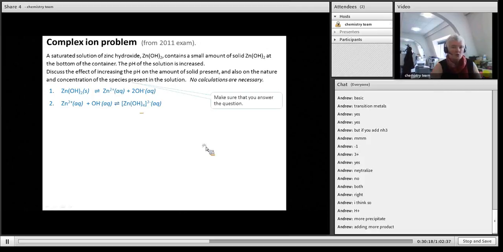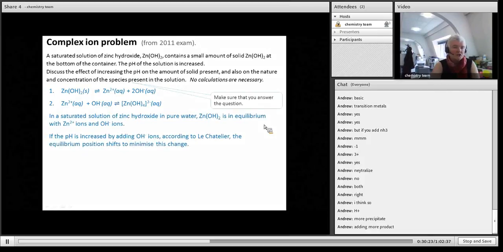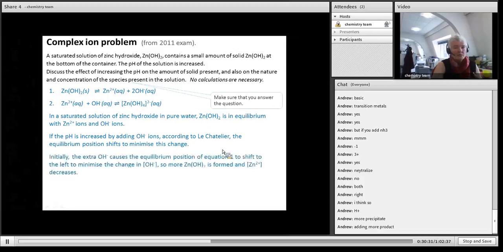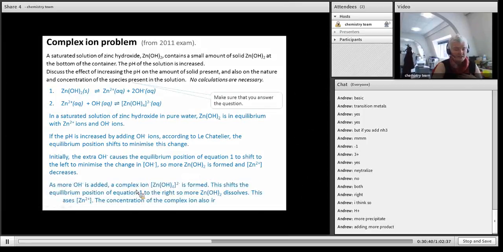So you'd first talk about the equilibrium in the first place, then we change the system, so we add a stress, and according to Le Chatelier we say which way it's going to go, and that's the extra OH-, so we get more precipitate, and then we talk about the complex ion. Okay, and I think that's it.